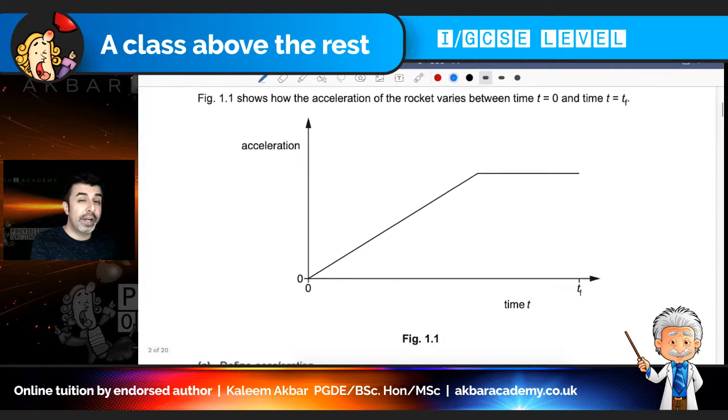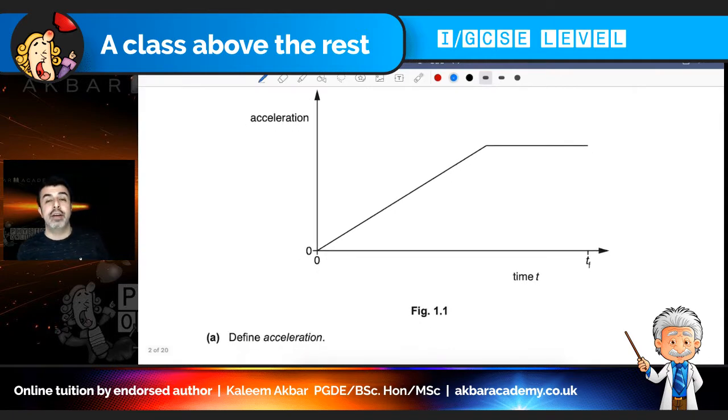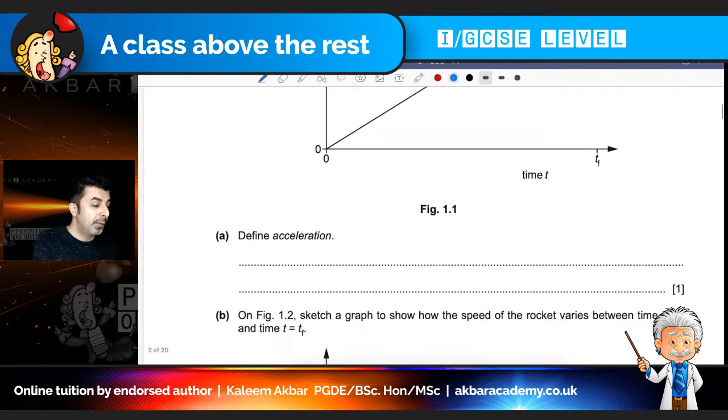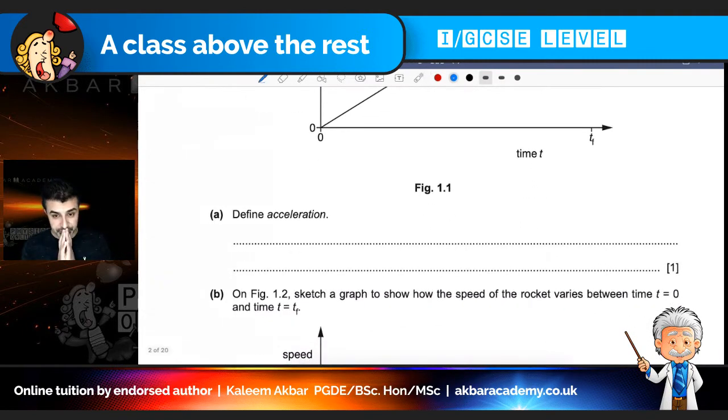So this is quite rare. You get acceleration time graphs quite a lot in paper 2, but paper 4, not so much. So this is quite a rare graph. And the very first question says define acceleration. Now, here's what I want to say to you. A definition should be said in words. However, the exams do allow you to say the formula in words if you're struggling with the definition itself. I'm going to give you both.